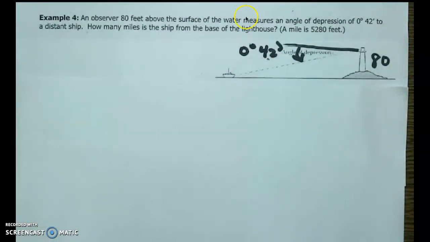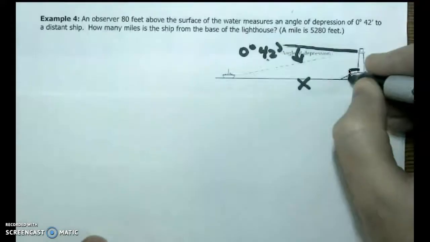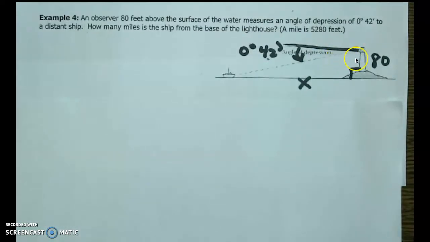To a distant ship. And how many miles is the ship from the base of the lighthouse? So they want to know this ground distance or this horizontal distance here. Now, the angle that they give us is outside of the triangle. We want one of the angles that's inside the triangle. So think about how might we find either that angle or that angle. And we're assuming that this angle is 90 for a right triangle. So you might be thinking that up here, this is 90 degrees. So you could do 90 minus 42 minutes to get this angle up here.